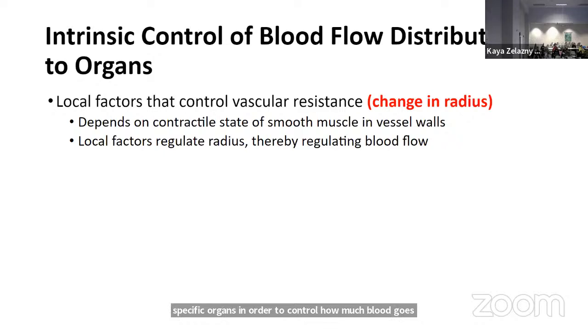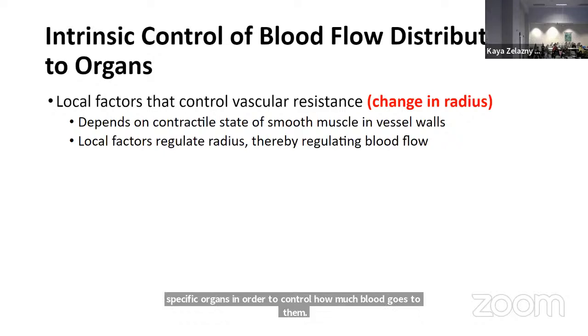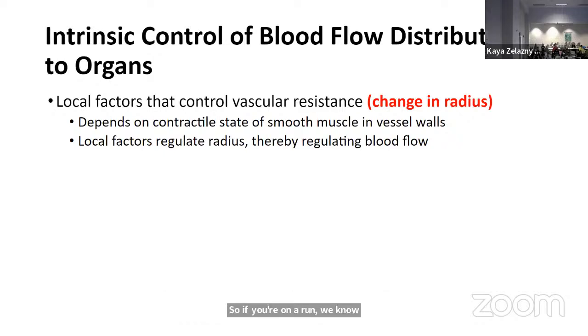So if you're on a run, we know that that takes a lot of oxygen. Therefore, we need blood to carry the oxygen. We thought about that as we thought about metabolism. Right? So you might want to increase blood flow to your skeletal muscle as you're active, as you're exercising. You wouldn't need as much going to your skeletal muscle if you're, for example, sleeping, right? So we are going to be changing resistance in order to appropriately deliver our nutrients and take away waste products.